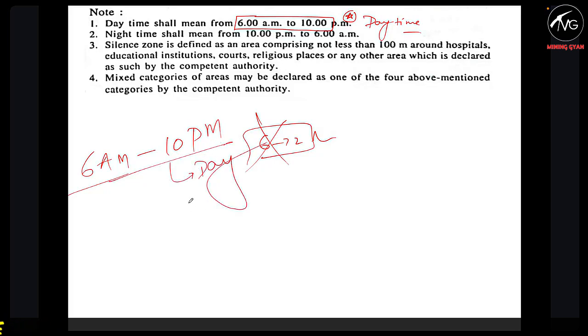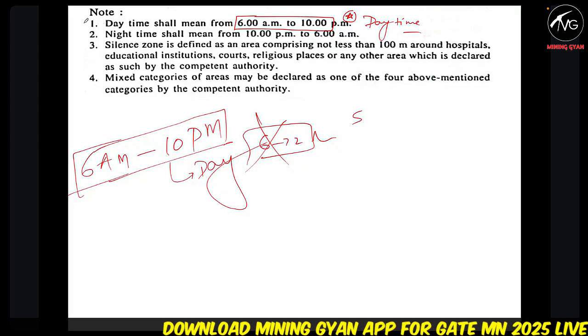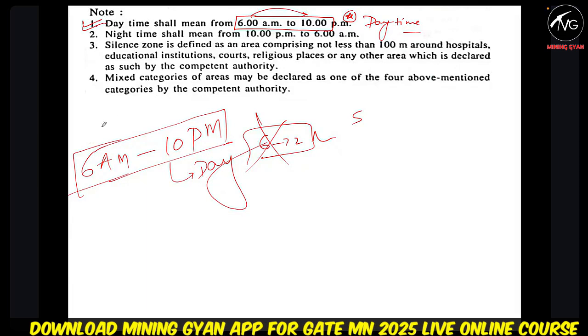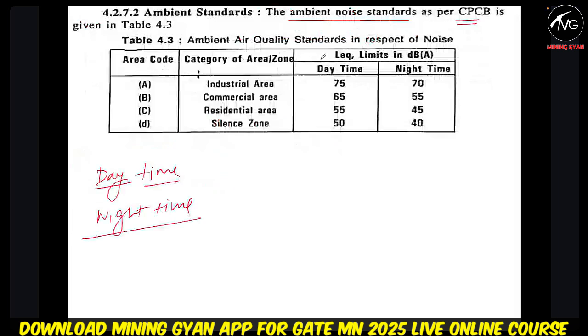So please remember, because many of you confuse it with sunrise to sunset, or with the day shift. So that is not the daytime. Daytime is the time of 6 a.m. to 10 p.m. The night time is 10 p.m. to 6 a.m. These 2 points you need to know.